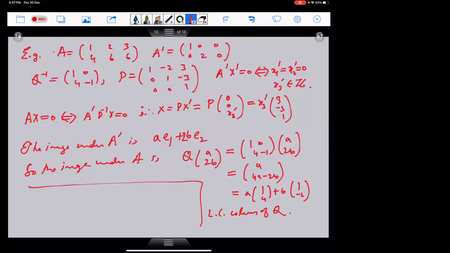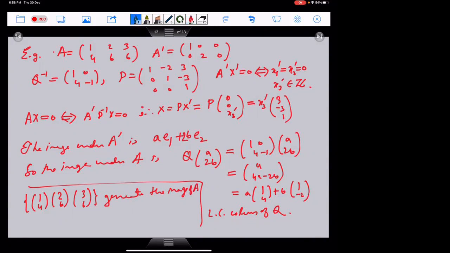Okay, so observe that this one, 1, 4, 2, 4, 2, 6, and 3, 6, namely the columns of A, generate the image of A. Right? It's supposed to generate because we are writing AZ. So I get a linear combination of the columns. But it's not a basis. Whereas what we have got at the end, namely [1, 4] and [1, -2], is a Z basis.